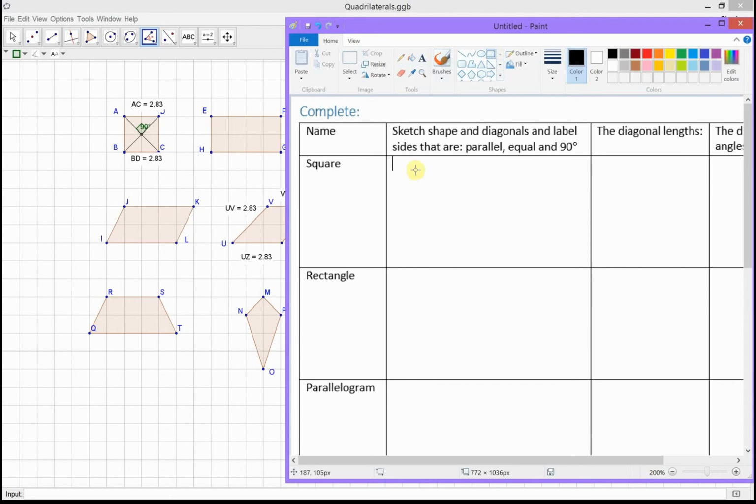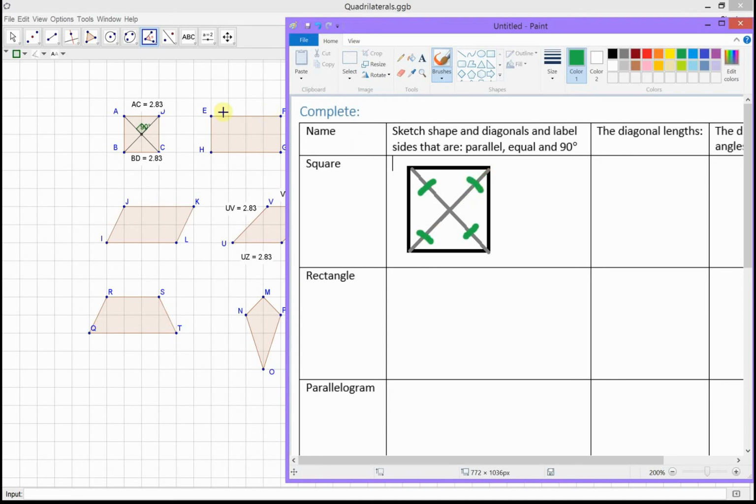So for the square, what can we say about the diagonals of the square? Draw them in. They go through the middles of each other. So we know this is equal to this, is equal to this, is equal to this. How do we know that those are all equal?